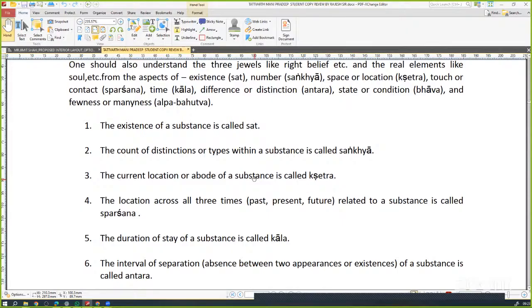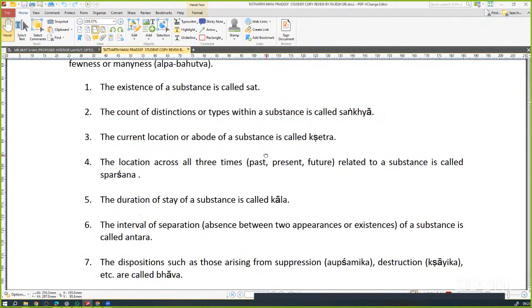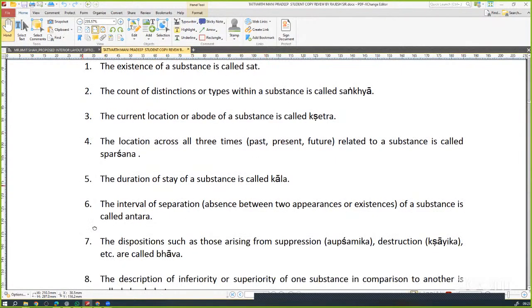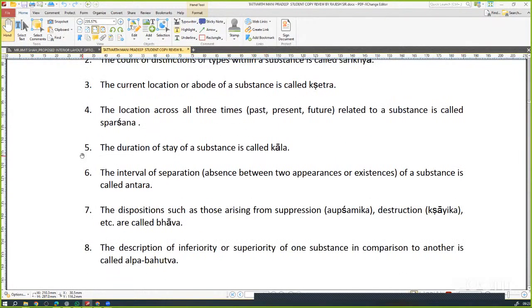Second, the count of distinctions or types within a substance is called Sankhya. Number 3, the current location or abode of a substance is called Kshetra. 4, the location across all 3 times, that is past, present, future, related to a substance is called Sparshana. 5, the duration of stay of a substance is called Kal. 6, the interval of separation, that is absence between 2 appearances or existences of a substance is called Antara.